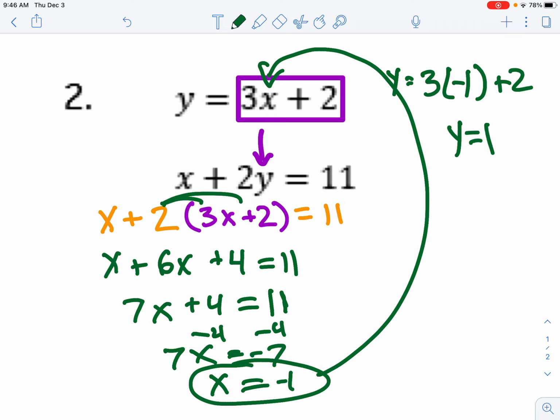And I can write my ordered pair now as negative 1. So that should be a negative 1 up here. Let me rewrite that. Y equals negative 1. So then negative 1, negative 1, and we're done.